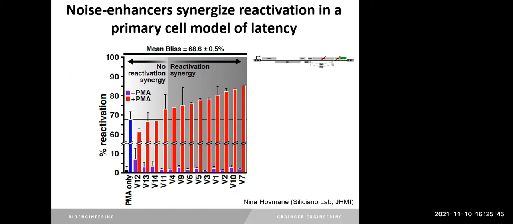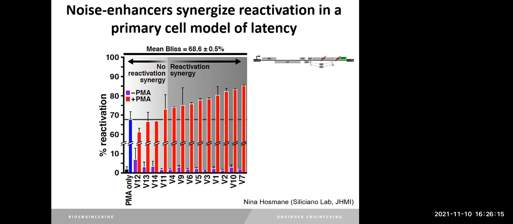You can see that the percent reactivation of no treatment or the noise enhancers by themselves give very little reactivation. With activator, you get the blue bar, which is at about 65% on. And then in combination with the noise enhancers, you see that a majority of them are synergizing reactivation of latency. So we were able to show that these noise enhancers also worked in primary cell models.